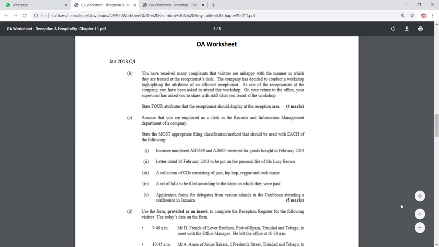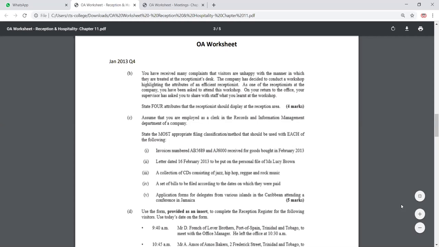Next one, a collection of CD, jazz, hip hop, reggae, rock. What can we use there? Alphabetical? Yeah, kinda alphabetical. You could if you want. It could be alphabetical, or it could be filed under geographical. Subject. No, jazz is not country. Hip hop is not subject. So subject. It can either be alphabetical or it could be under subject. Very good, Shavin. Subject, yeah.